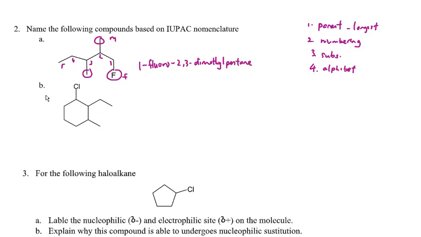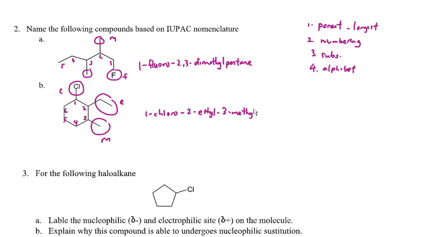For part B, we have a cyclohexane as the parent. Then we have 3 substituents: chloro, ethyl, and methyl group. Chloro starts with C, ethyl starts with E, and methyl starts with M. Following the alphabet, C comes first, and we will number clockwise. So the naming becomes 1-chloro-2-ethyl-3-methylcyclohexane, and don't forget the parent name cyclohexane.